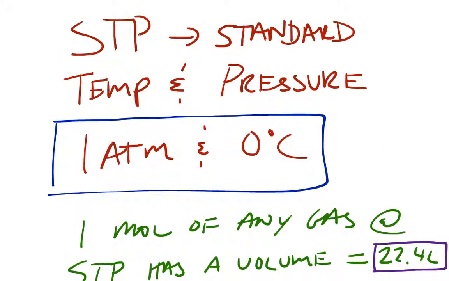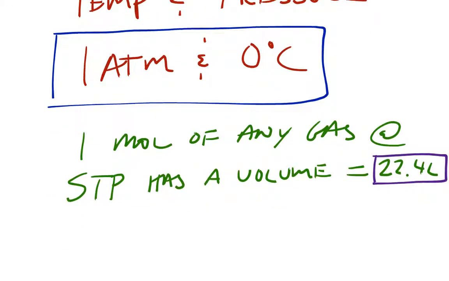STP stands for standard temperature and pressure, and remember the standard conditions is 1 atmosphere, which is the standard pressure, and the standard temperature is 0 degrees Celsius. Remember, 1 mole of any gas at STP has a volume of 22.4 liters.